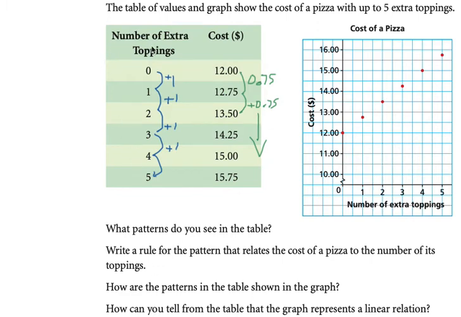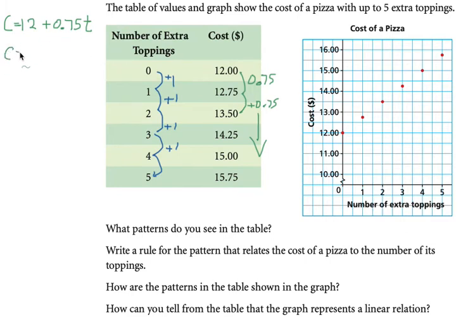The rule that we can use here is we have an initial cost of $12. And then for each topping, we have to add 75 cents. So mathematically, we can use T for topping, and we could say C equals the cost. And this would be the formula we have that describes the numbers in the table.